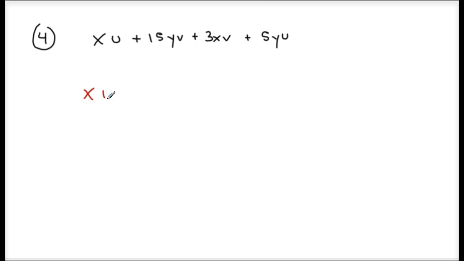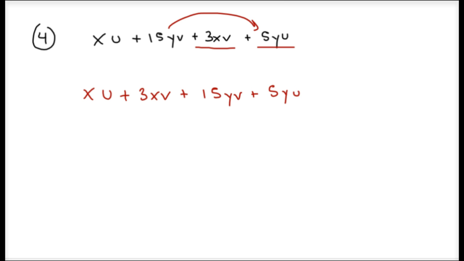So we could say xu plus, now which one of these actually has, well, there's 2 terms. You have 3xv and 5yu both have a common factor. You could choose either one. It's easier to choose 3xv because 15yv will also go with 5yu. So xu plus 3xv, putting those 2 together, plus 15yv plus 5yu. So I rearranged the order of these 4 terms.